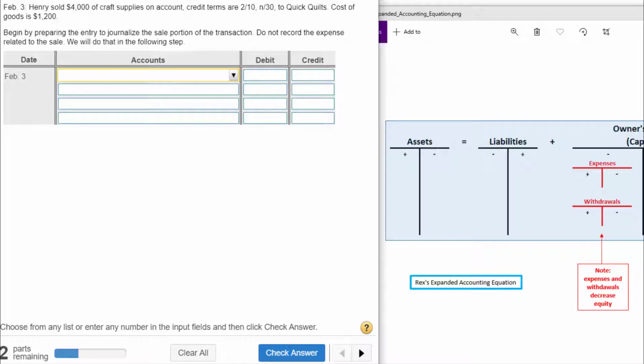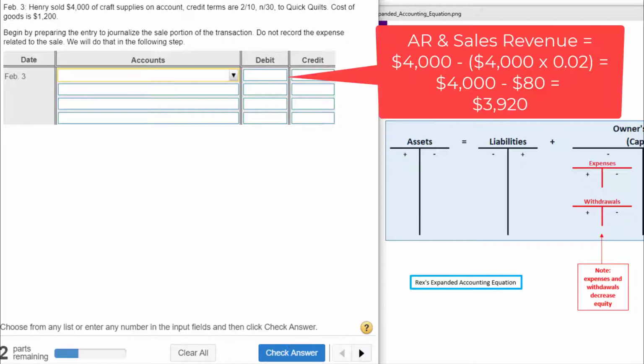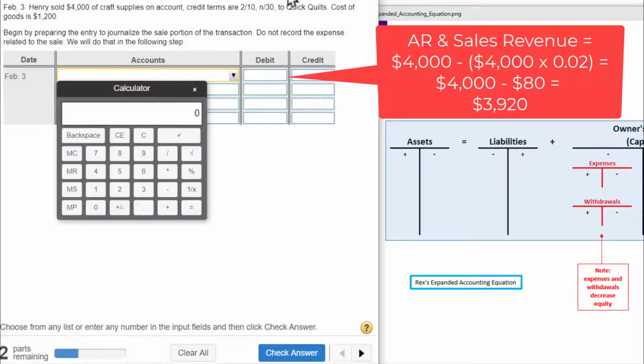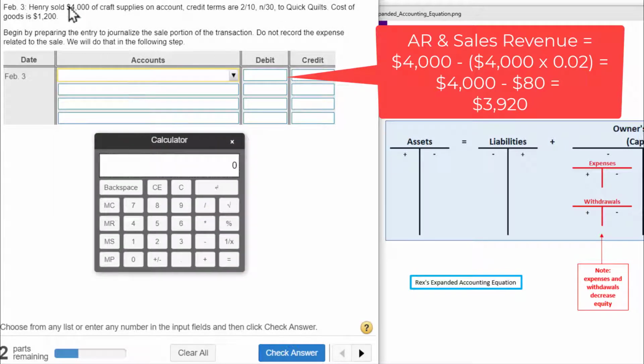So we have to calculate how much we are going to list the revenue and AR at. So the way we do that is we're going to take the 4,000 times 0.02, because they're going to save 2%. They're going to save 2% if they pay within 10 days. So they will save $80. So 4,000 minus 80 equals 3,920.